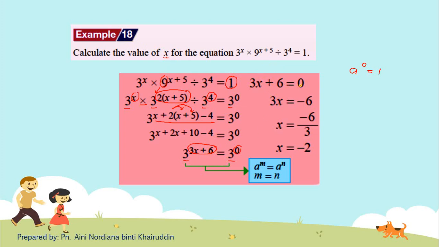3x plus 6 equals to 0. Why we do like this? Because this is the same base. This is the equal sign. So if this number are equal, then the power also equal. So 3x plus 6 equals to 0. You solve this. So you get x equals negative 2. So we just answered the question. The question asks you to calculate the value of x. So here is the value of x.